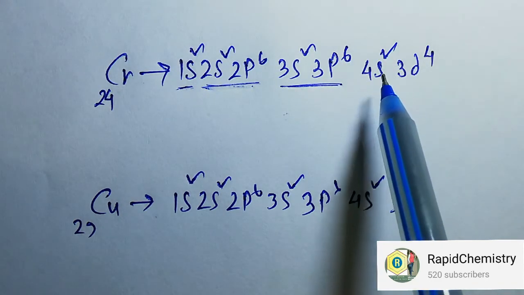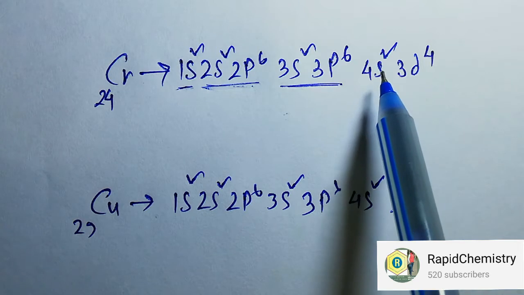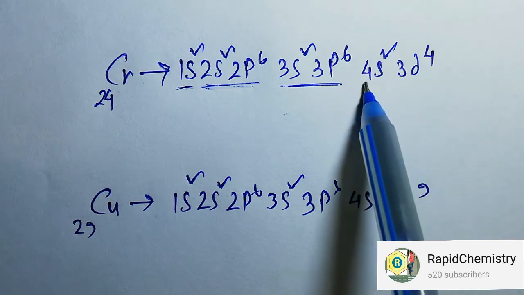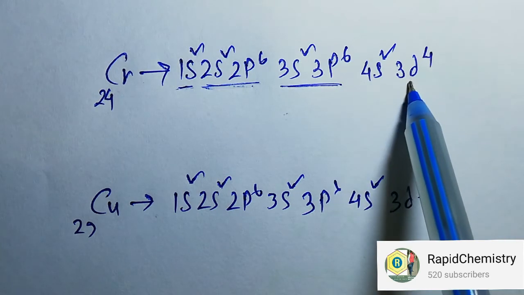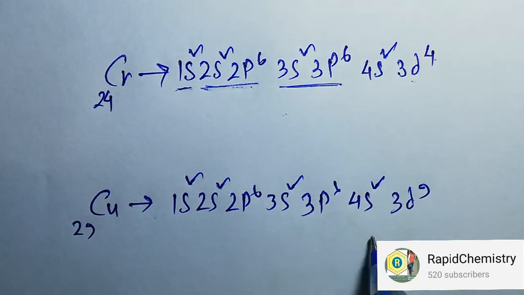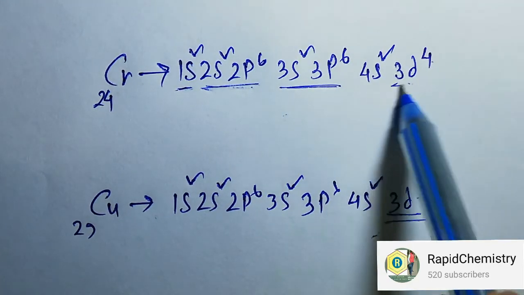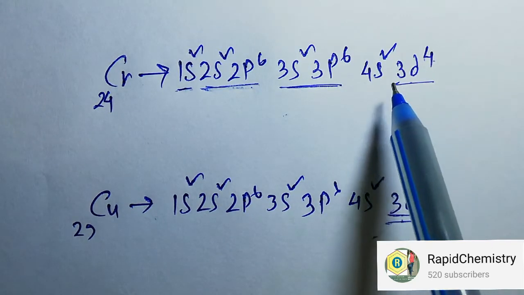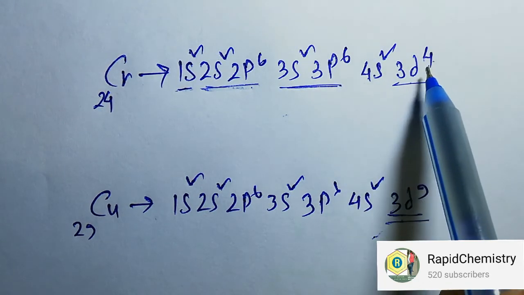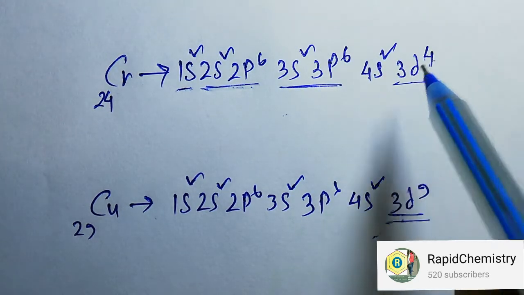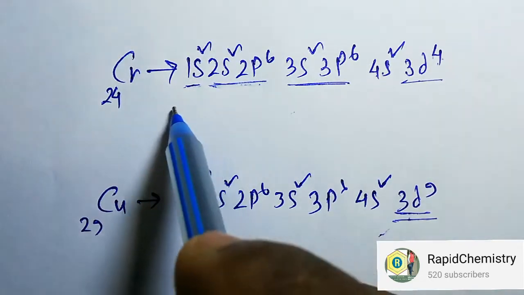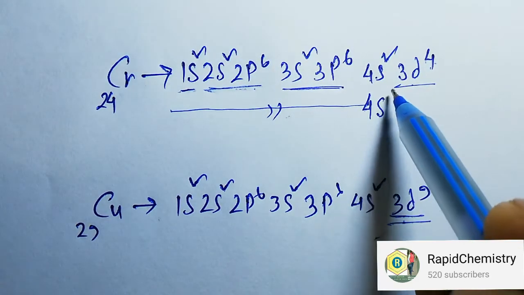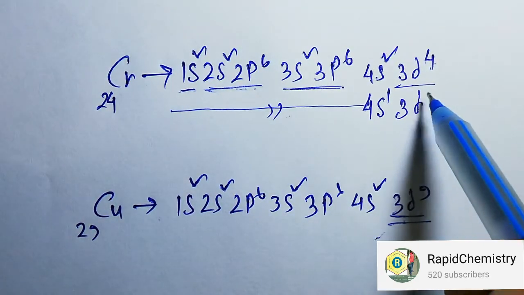Why? Because the energy of 4s is less than 3d, and that is to be known from the above principle. But here, observe that d is having 4 electrons, and similarly for copper d is having 9 electrons. If there are 4 or 9 electrons in the d, it will have a tendency to take 1 electron from s and become very much stable. So for stability consideration, 1 electron from 4s will be given to 3d.